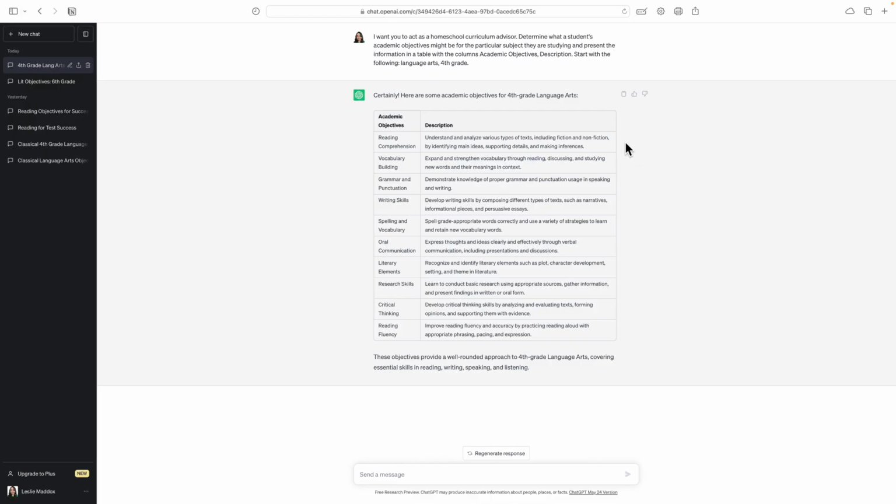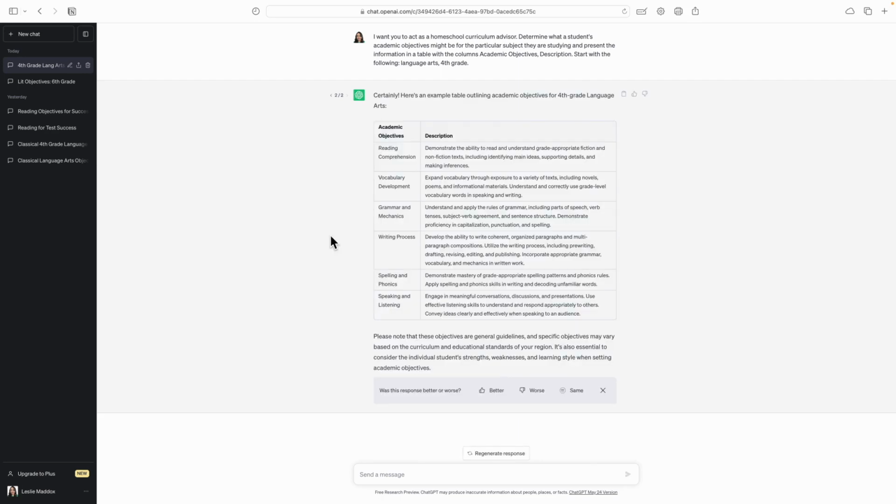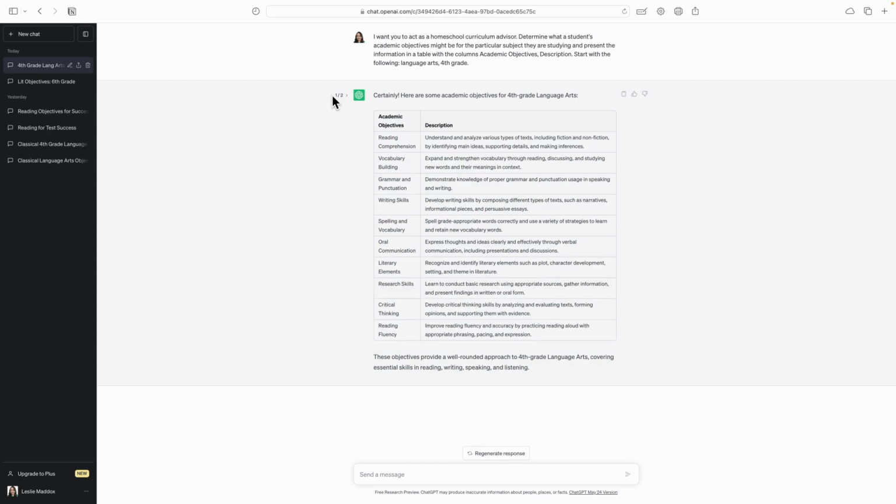All right, and so you see the response from ChatGPT is quite different. There are different categories of academic objectives for language arts than we had before in the original response. And that's just going to happen with ChatGPT. If you regenerate the response, it's going to try to do something different. Let me try that now. So you see here the new response. If I compare it with the previous response, we see the difference in academic objectives categories.